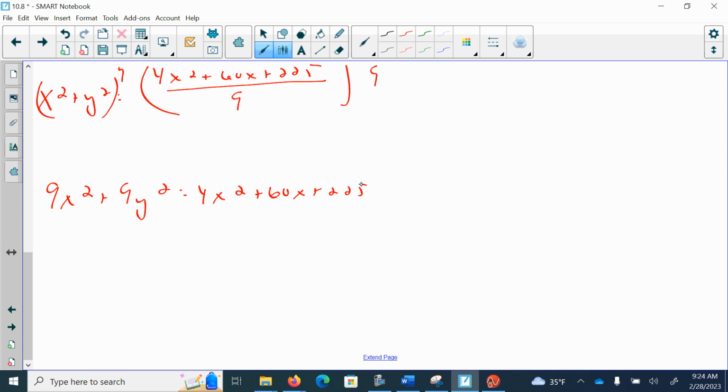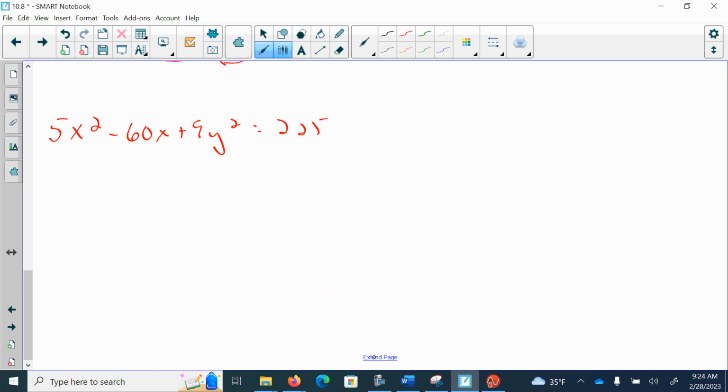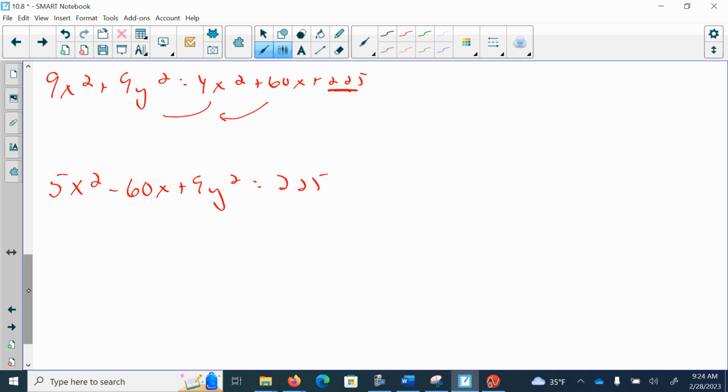So I do recognize that it's going to be one of my conics. To do that, I'm going to have to set it equal to 1. So I'm going to bring everything from this side over, except I'm going to leave this here because I'm going to end up completing the square. So when I subtract 4x squared, I'm going to have 5x squared minus 60x plus 9y squared is equal to 225. Then I'm going to complete the square like I did before. Here I'm going to factor out my 5 and make this 5 times the quantity of x squared minus 12x. I'm going to leave a space. Plus 9y squared is equal to 225.